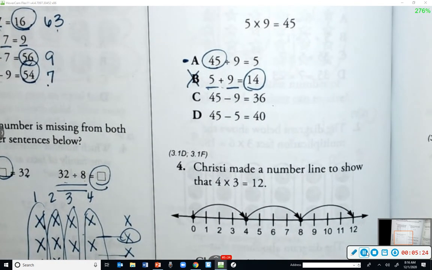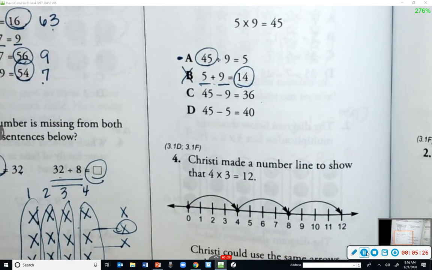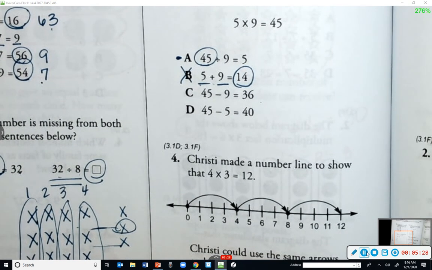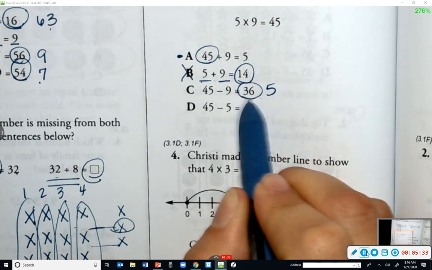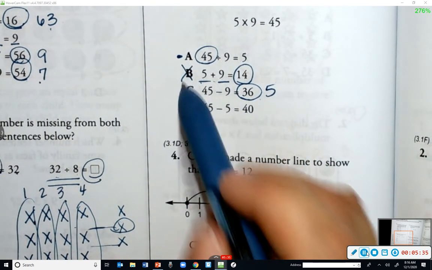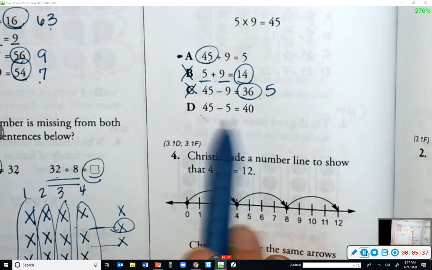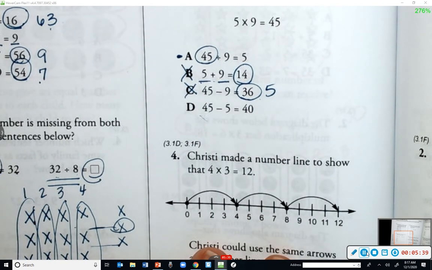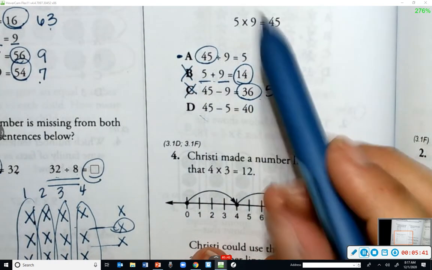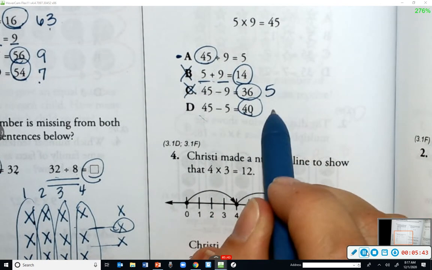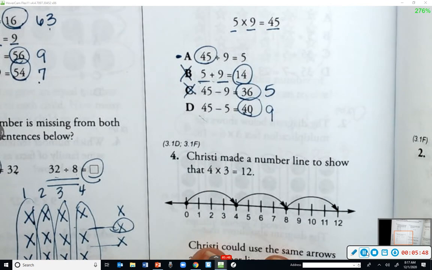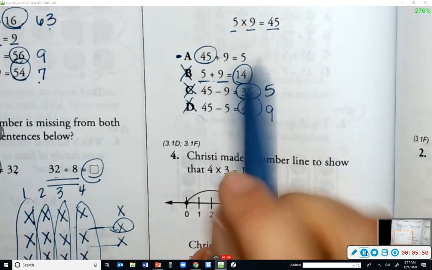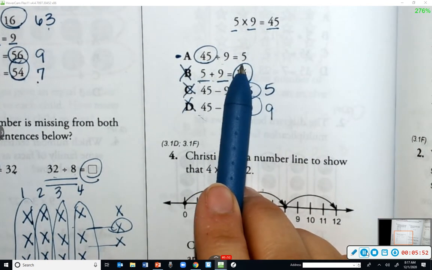C, 45 minus 9 equals 36. What do we think about that, Kaylee? It doesn't have a 5. Should it have a 36 in there? No. D, Aaliyah, what's wrong with this one? It doesn't have a 9. And it doesn't need 40. Good. We don't need 40, and it should have a 9 in there too. It has to have all of these same numbers. So the only one that is using those numbers correctly would be A.